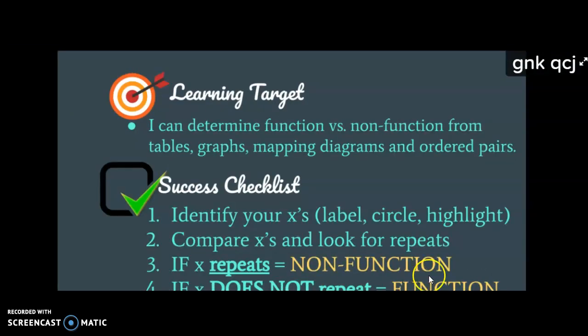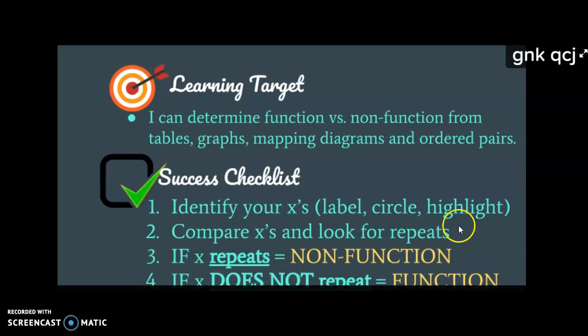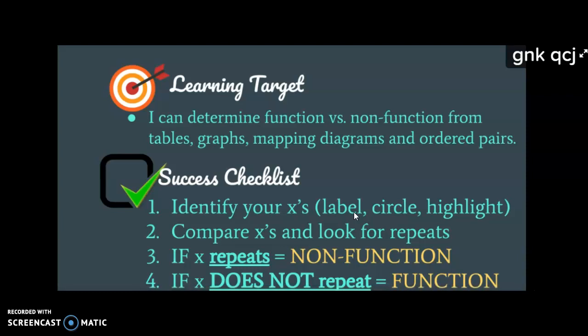Okay, so our learning target for today is I can determine function versus not a function from tables, graphs, mapping diagrams, and ordered pairs. Okay, and the way we're going to do that is by first identifying what our x's are, and I'll either have you label them, circle them, or highlight them, just so we know which ones are our x's, which ones are our y's, and then we can go from there. Okay, you're going to compare those x's and you're going to look for repeats. Okay, if x is repeating, then like I said, it is not a function. Okay, if x does not repeat, then yes, we have a function.